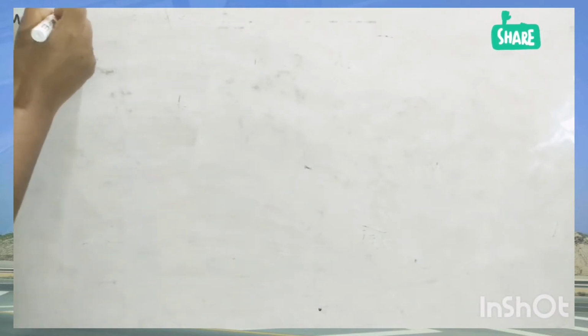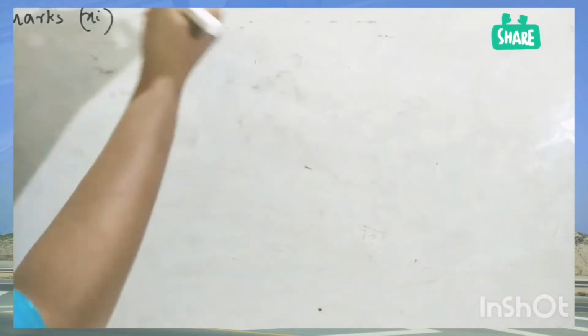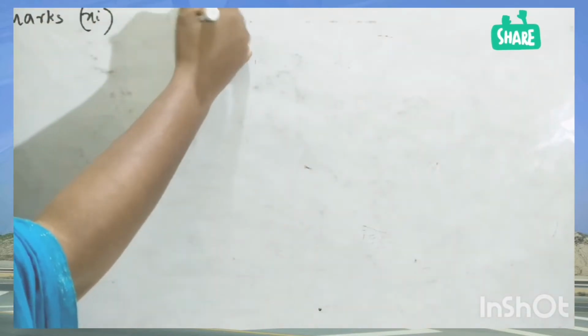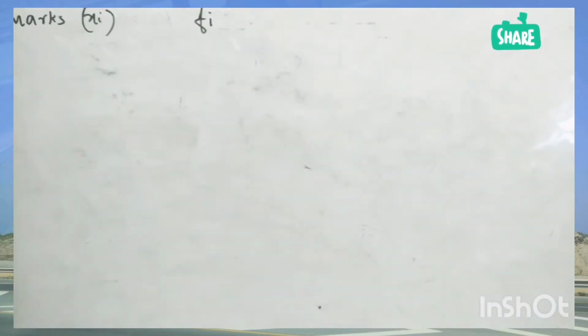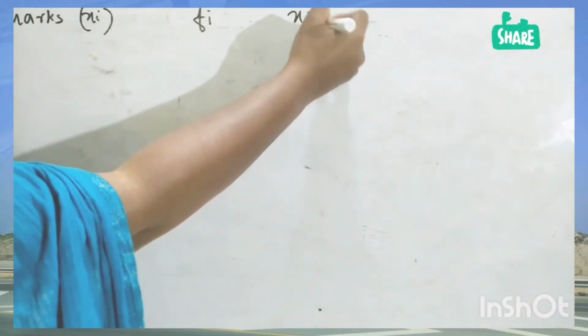For that, we are going to write the given information: the marks as xi, and the second column fi, the number of students. And just look at the formula. We know that we need to get xi fi.